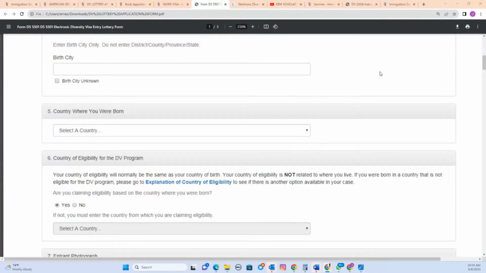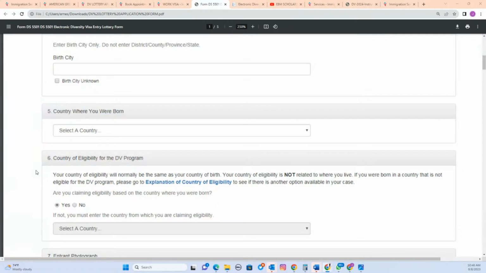By default, if you select Ghana here as the country you were born in, the answer usually is yes. That is, are you claiming the eligibility based on the country of birth? Meaning, if you are born in Ghana, are you applying as someone from Ghana? The answer is yes. So by default, the answer is yes.